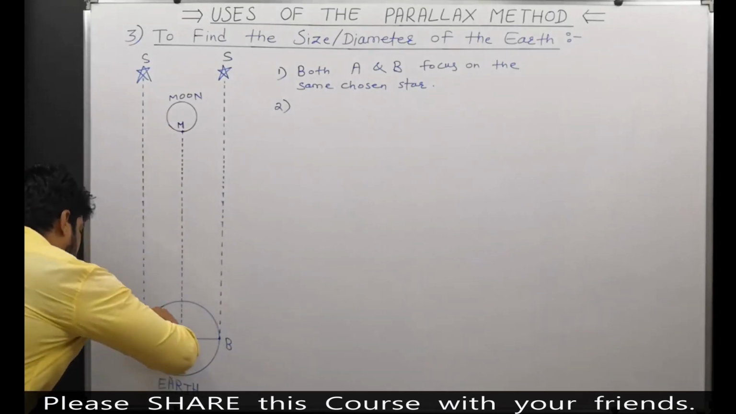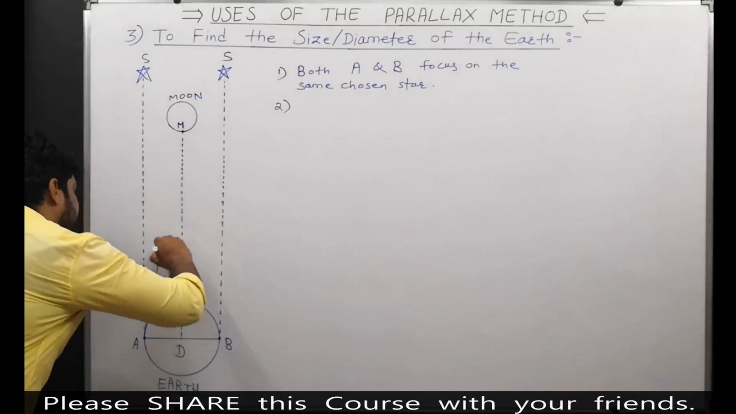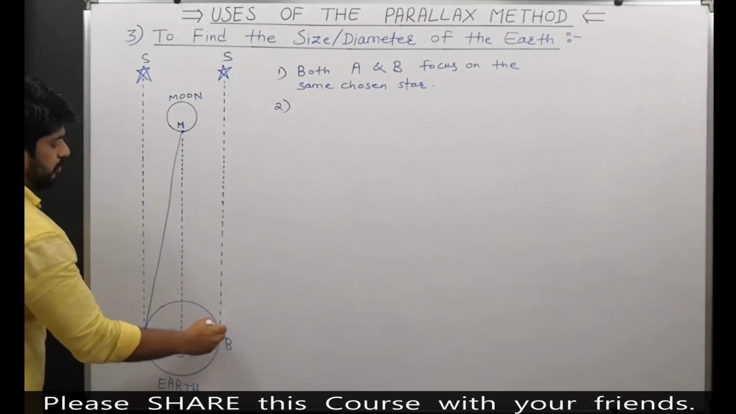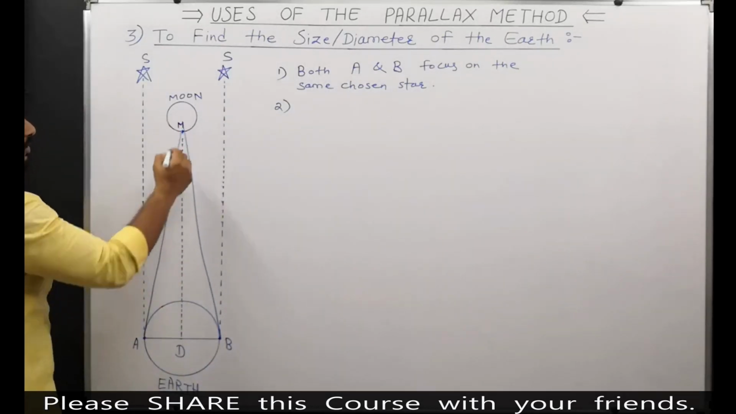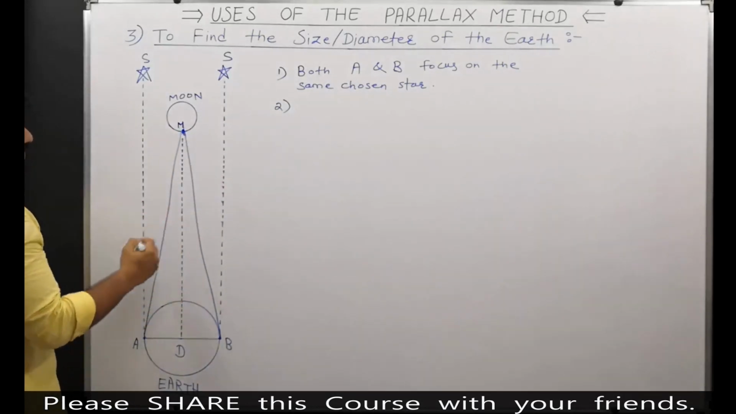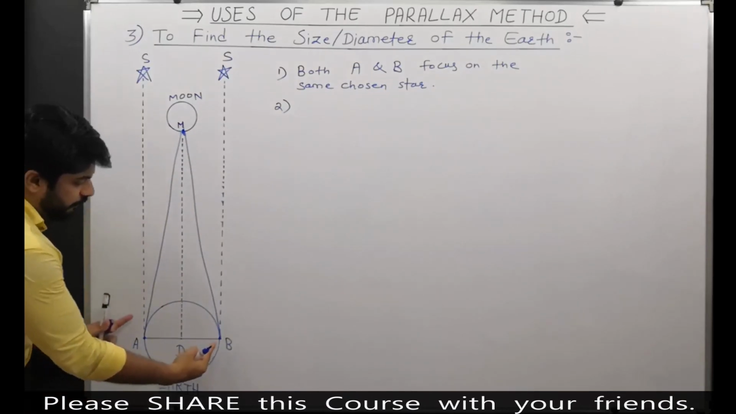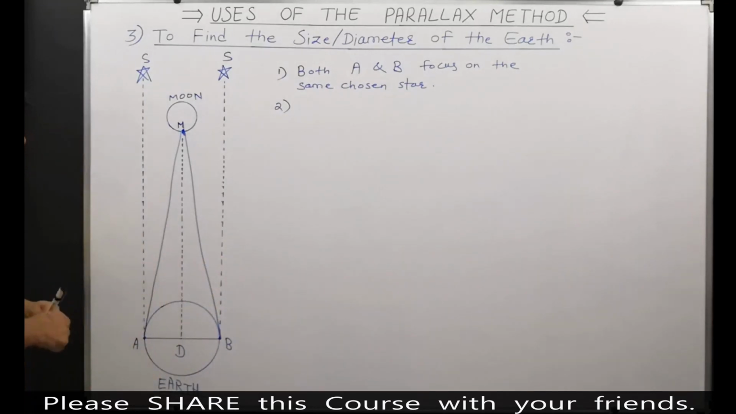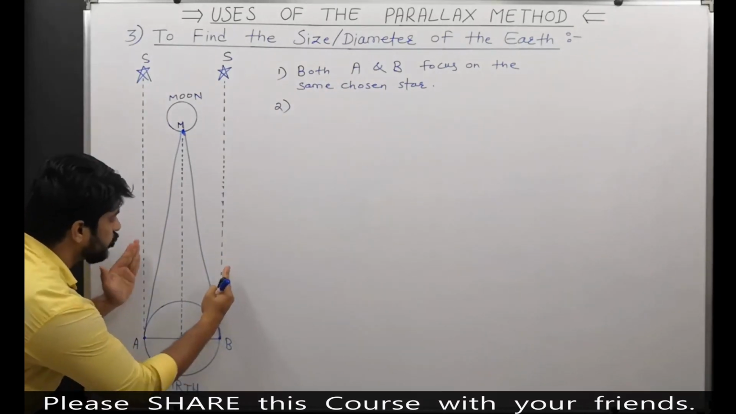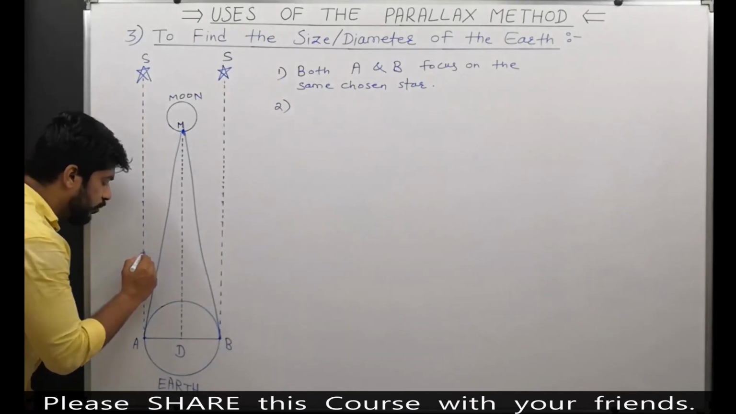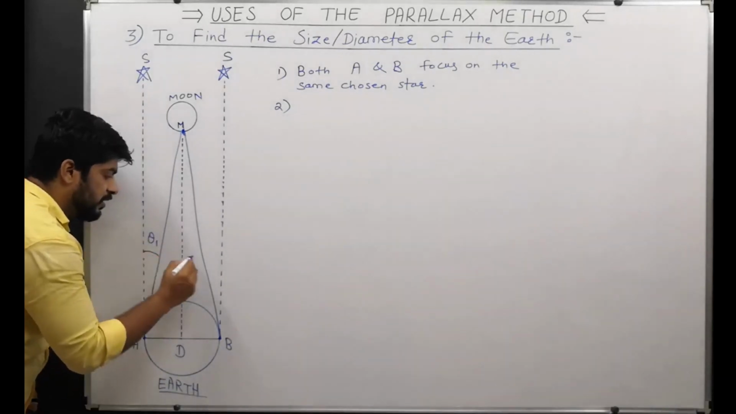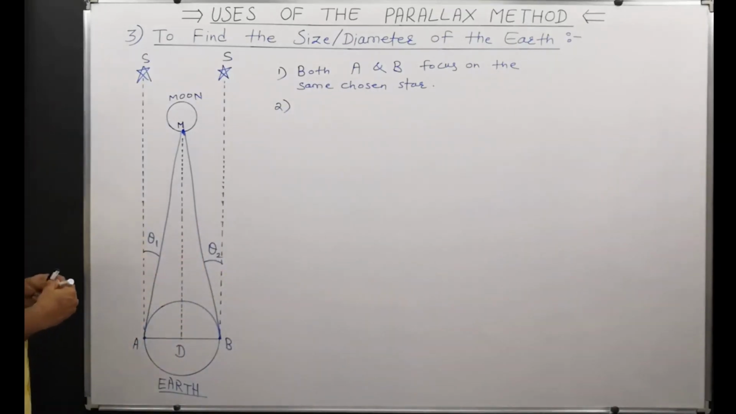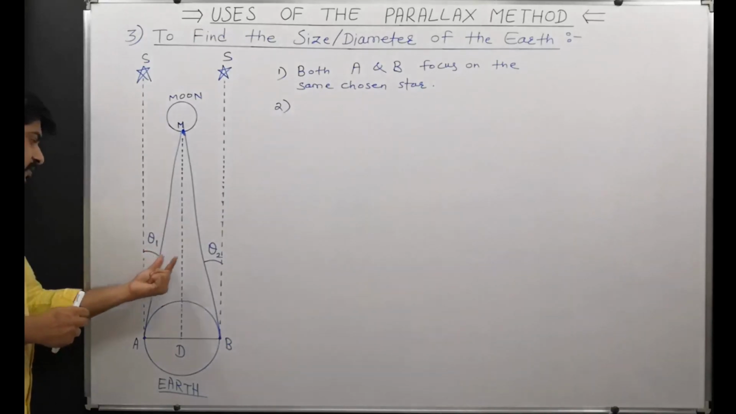Okay, so I will just draw these lines, something like this, and same from here. So you can see here what we have done. From both of these locations, we have just rotated the telescope a little bit. Let's say the angle over here is theta 1. The angle over here is theta 2. So this angle is theta 1, this angle is theta 2.